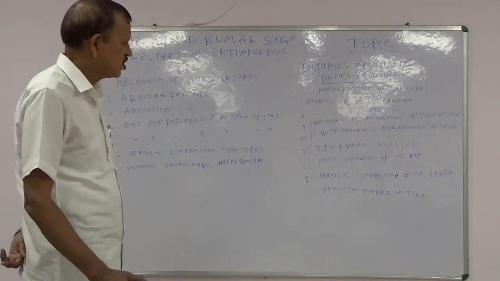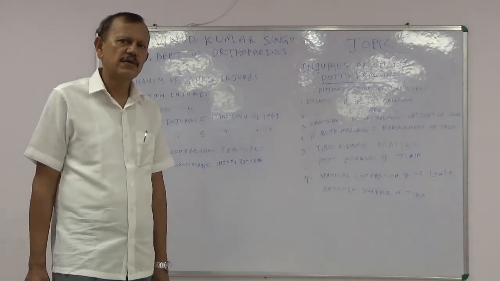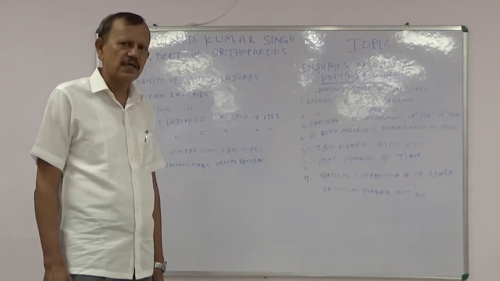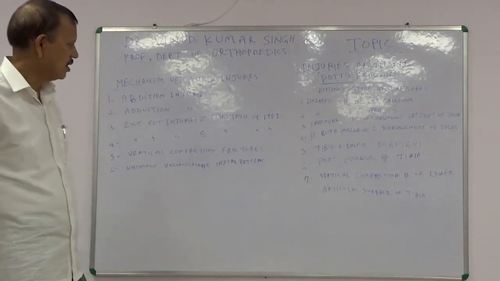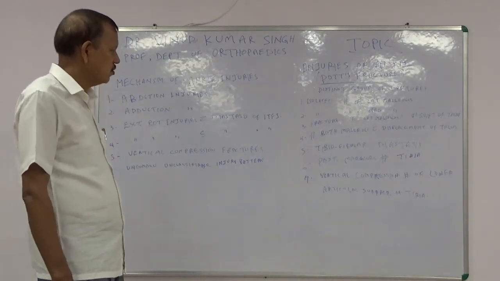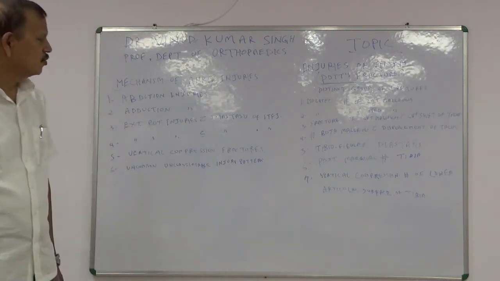But if the fracture is much comminuted, it becomes very difficult, and in that case the only remedy is to go for arthrodesis of the ankle joint, to fuse the joint and eliminate the joint, and that is the only treatment left for the surgeons. So this is about the bone injury.